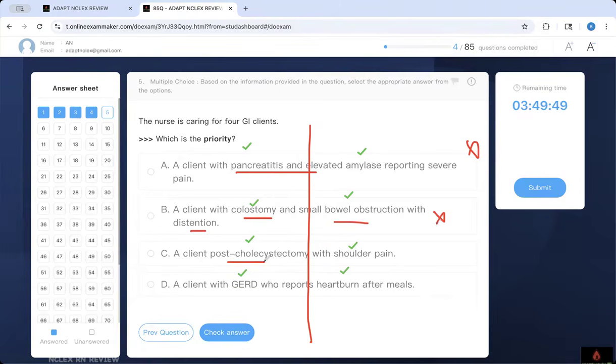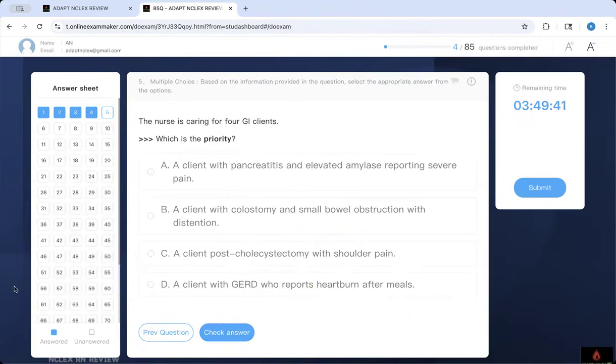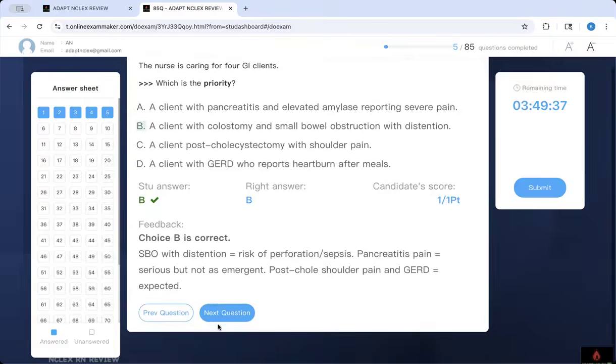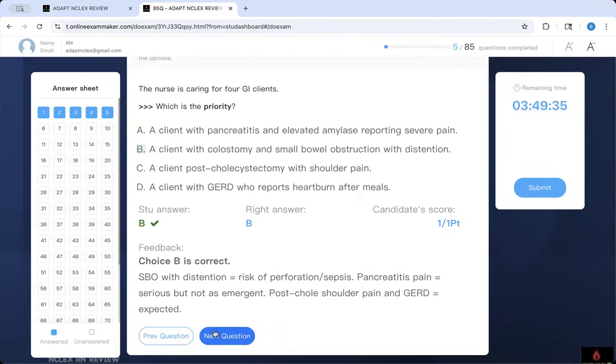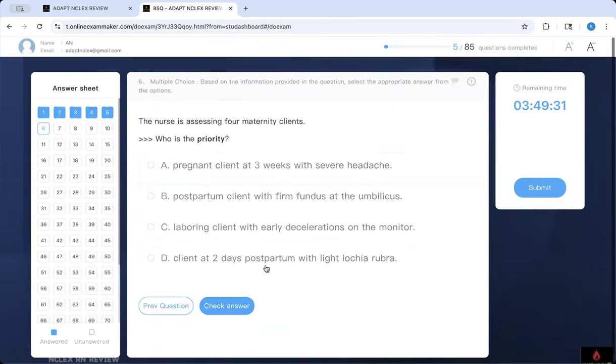Cholecystectomy and you have shoulder pain is an expected finding. If you have reflux when you eat, you're going to have heartburn. Who are you going to pick? I know you get the right answer. This is our patient that needs care. This is a problem. Small bowel obstruction can risk perforation.